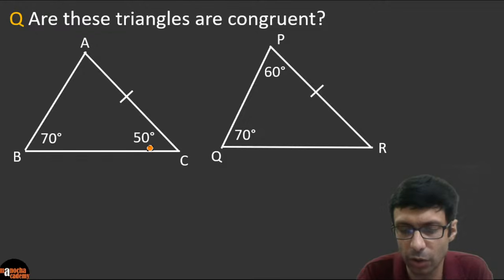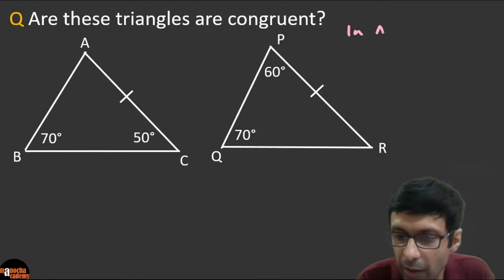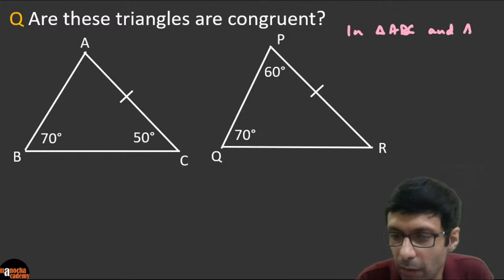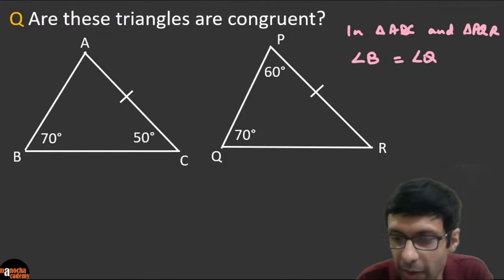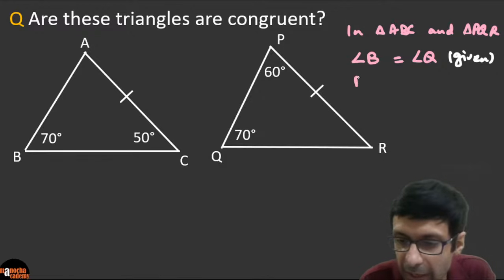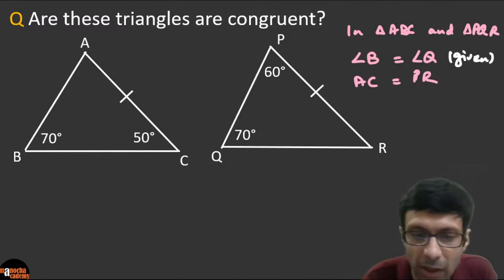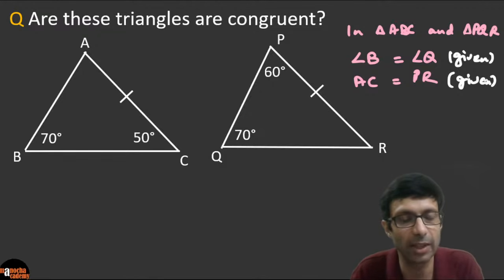But let's check. If you look at these two triangles, triangle ABC and triangle PQR, what is given to us? Angle B is equal to angle Q, the 70-degree angle. That's given. And we also know that side AC is equal to PR. So two things are given. That's nice, but we can't apply the condition here yet. We need a third thing. Remember, you need three things in the criteria.